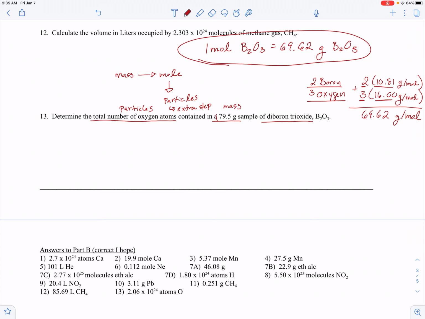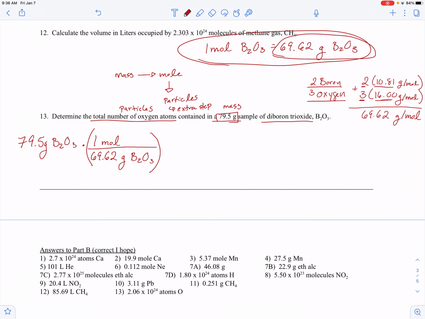I'm going to start with my given, which is 79.5 grams of B2O3. And I can see that I'm in grams, so I'm going to want to get out of grams. If I'm looking at my conversion factor, that means that this is going to be on the bottom. So 69.62 grams of B2O3 for every 1 mole of B2O3. So then that's going to get rid of grams, because it'll be grams over grams and they'll cancel, and that leaves me in the unit of moles.